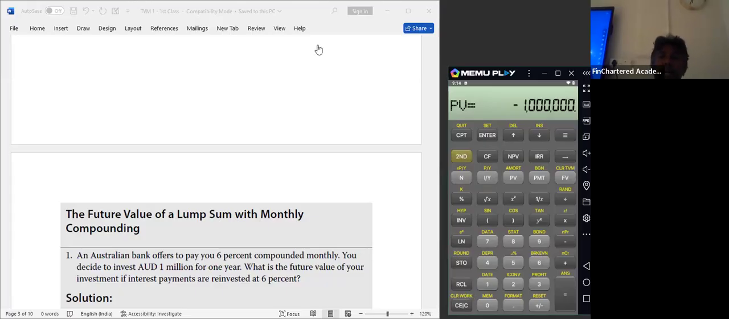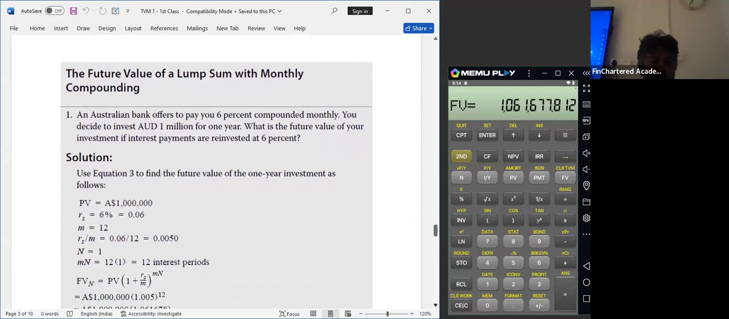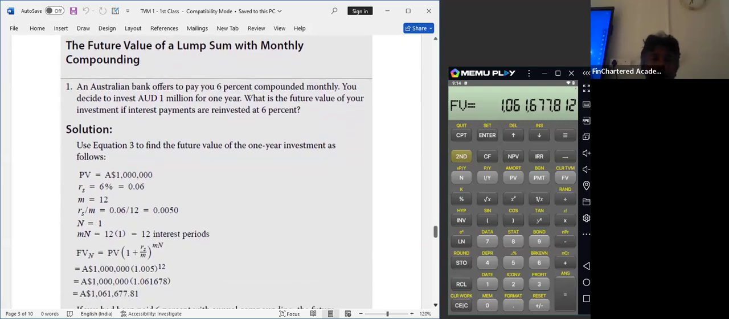So 1 million, and then compute FV. So there's going to be this much. See if we were right. Yes.